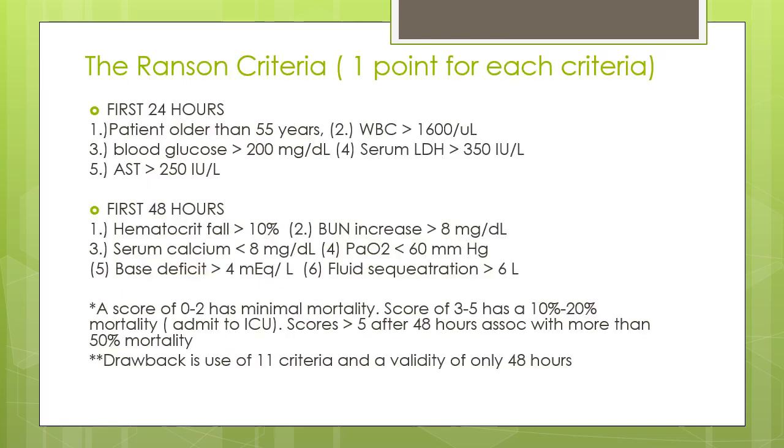The Ranson criteria is used to assess the risk at the first 24 hours and at the first 48 hours. The higher the score, the higher the risk of mortality. A drawback of this system is the use of 11 criteria and a validity of only 48 hours.